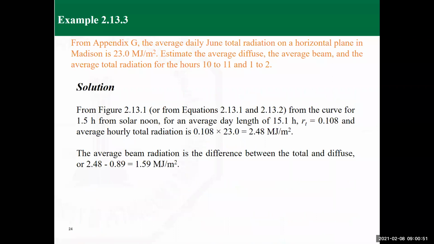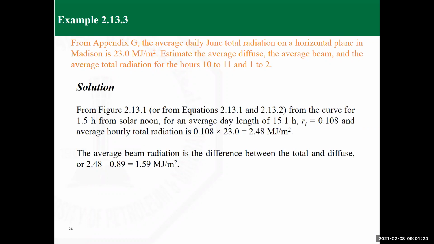Same thing can be repeated for the afternoon, and you are going to get a value between 1 and 2. This is the diffuse component. And you already know the total component. The difference between them is going to be the beam component. And that's why it is given here at the last line. The average beam radiation is the difference between the total radiation that we calculate and the diffuse radiation that we have just calculated at the last step.